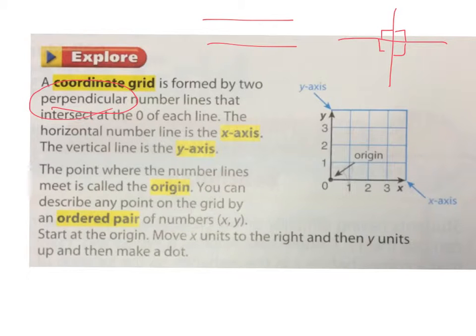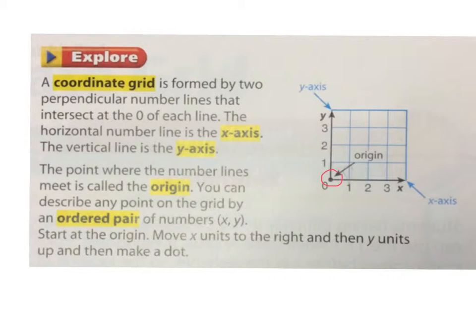So a coordinate grid is formed by two perpendicular lines that intersect at the 0 of each line. Here is a number line going this way, 0, 1, 2, 3. And perpendicular to it, going up, is another number line, and it also goes 0, 1, 2, 3. The horizontal number line is called the x-axis. And the vertical line, the one that goes up and down, is called the y-axis. The point where the number lines meet is called the origin.